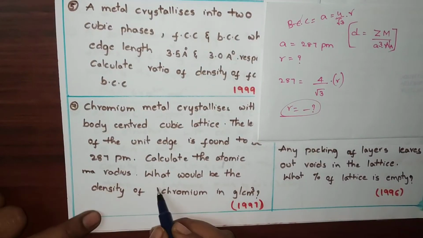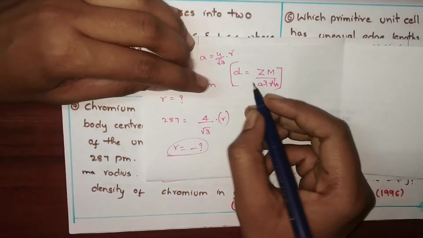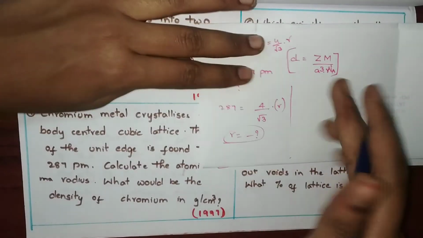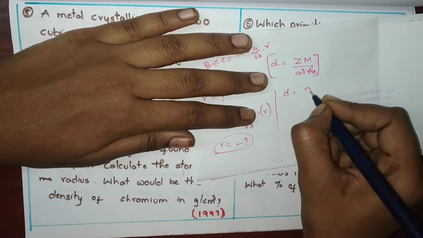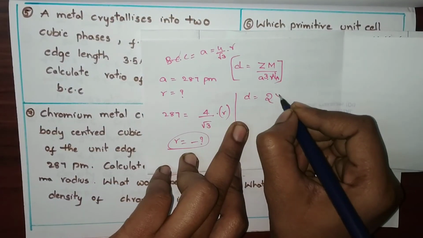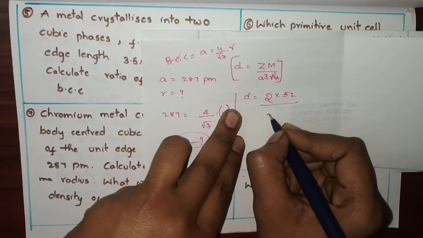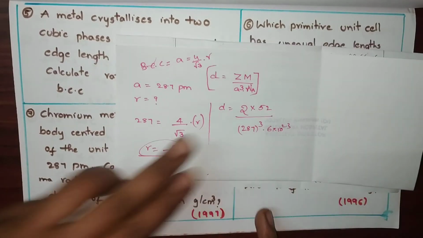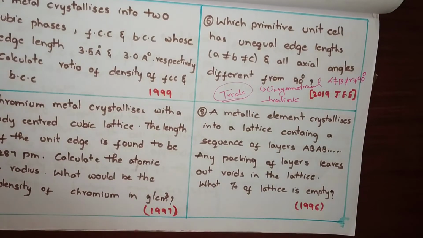And again they asked the second question, what would be the density of chromium? Chromium molecular mass 52, I know that. Density we have to find. Z for BCC means 2, right? 2 into M, which is 52, by A value 287 picometers whole cube into Avogadro number. Okay, calculation. See, the topic is full calculations, right?